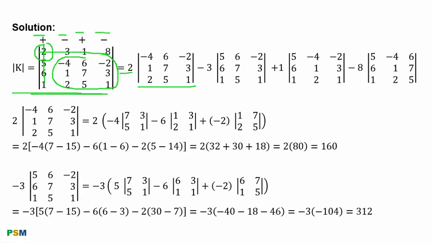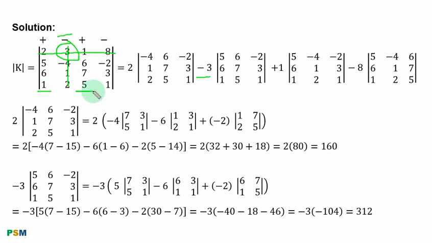Let's continue. The second element in the first row is 3. The checkerboard sign to it is negative. So you have minus 3. Then you delete first row and second column where that entry is located. You are left with this, and this. Another 3 by 3 minor matrix.